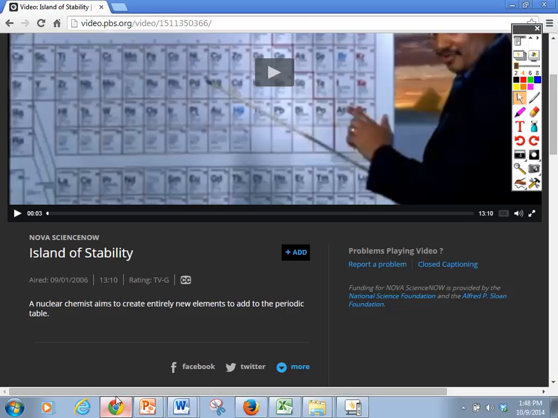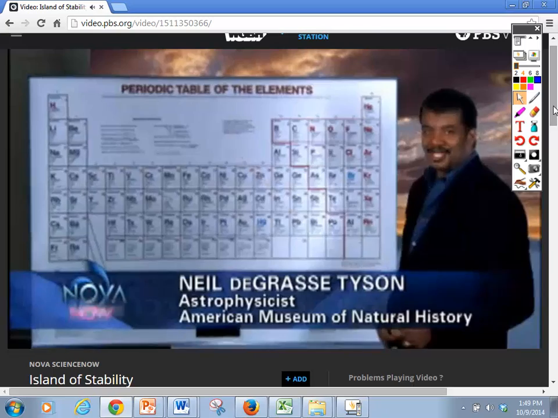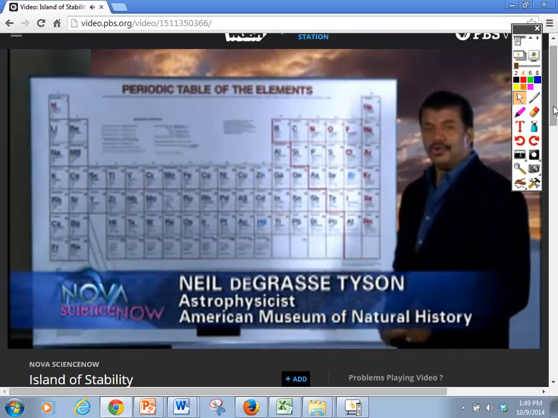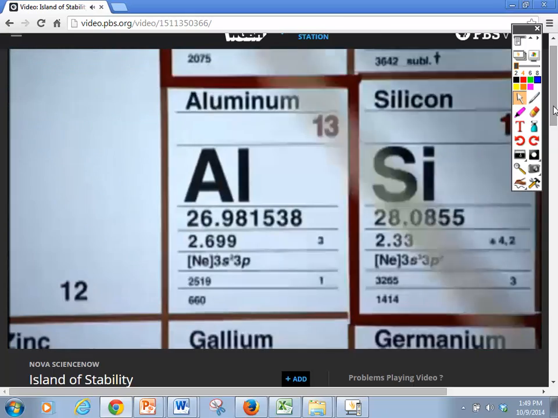It's 13 minutes. Boxes from chemistry class? Of course, it's the periodic table. It lists all the known elements, like hydrogen, gold, calcium, aluminum.